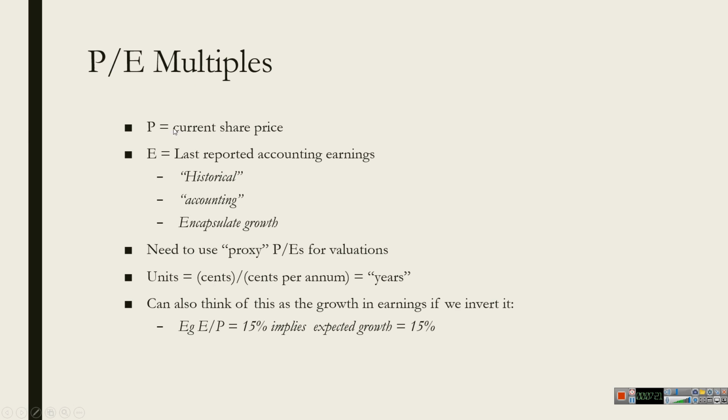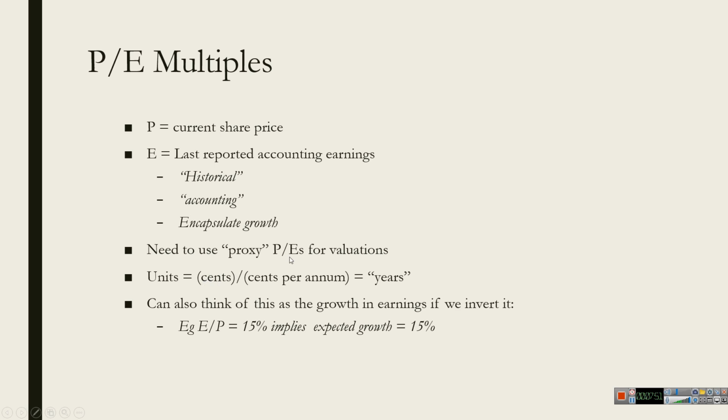The PE multiple is the current share price of a company. Now, if your company isn't listed, you'll look at ones which are similar in the same industry, same size, same sort of markets as you trade in and so on. And you will take their current share price divided by their last reported earnings. And you will use this, what we refer to as a proxy PE, in other words, someone else's price earnings multiple to value your company.